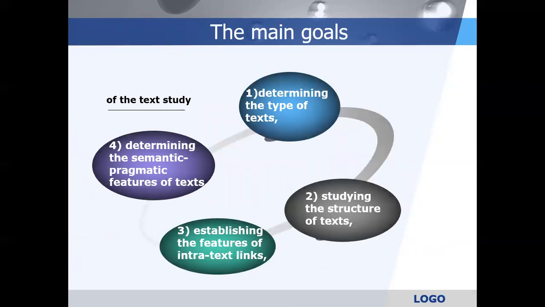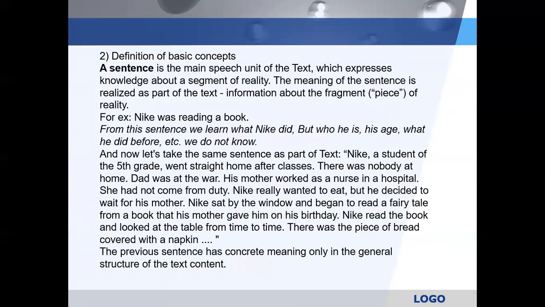So, here you see the main goals of the text study, which are 4. The first of them is determining the type of the texts. The second is studying the structure of texts. The third is establishing the features of intra-text links, and the fourth is determining the semantic pragmatic features in the text. And now, basic concepts.